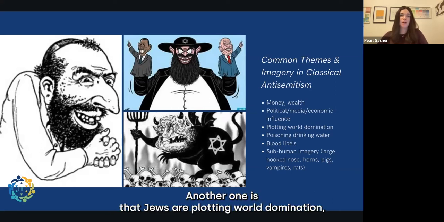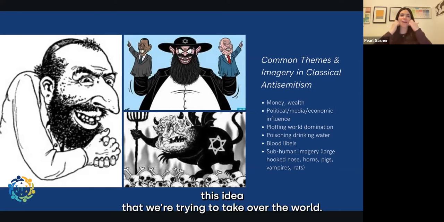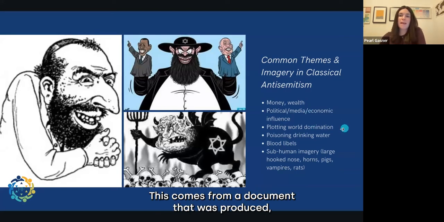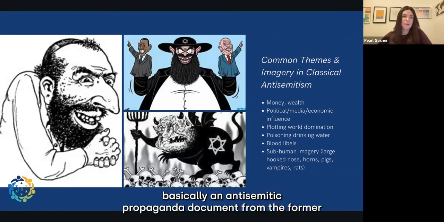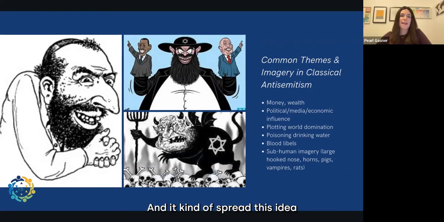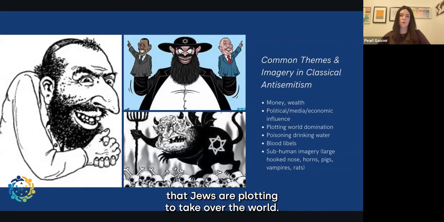Another one is that Jews are plotting world domination, this idea that we're trying to take over the world. This comes from an anti-Semitic propaganda document from the former Soviet Union called the Protocols of the Elders of Zion. It spread this idea that Jews are plotting to take over the world.